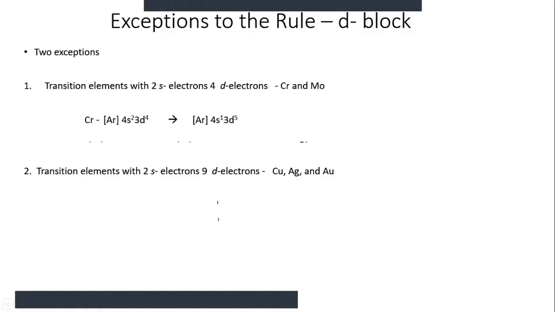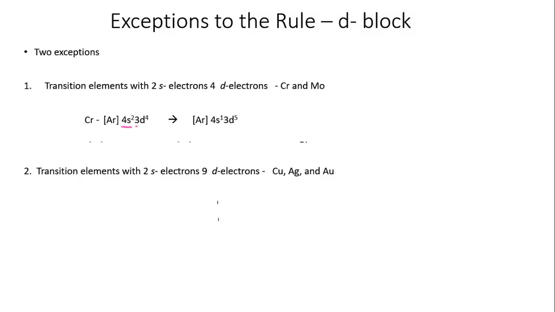And so generally you would write the electron configuration for chromium as argon 4s2, 3d4. However, it's lower in energy to take an electron from the 4s orbital and make the d orbital half filled. And when you do that, it becomes lower in energy. So the correct electron configuration for chromium is argon 4s1, 3d5. And the same goes for molybdenum. It's lower in energy to have a half-filled s and a half-filled d orbital.